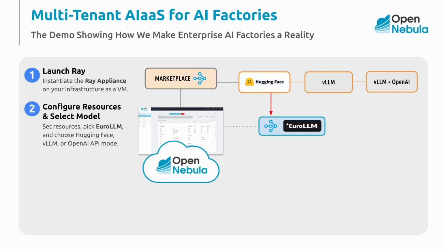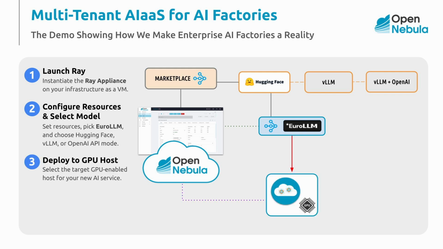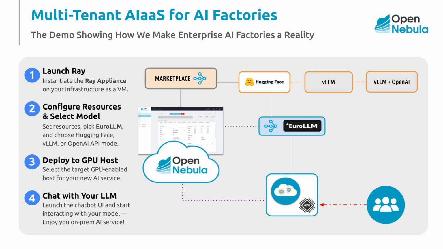Next, we'll configure the service, selecting the EuroLLM model from our menu and choosing the deployment mode. In this case, we'll use our native integration with Hugging Face. Then we'll deploy the service to a GPU-enabled host where the Ray Appliance will be instantiated as a virtual machine. Finally, we will connect to the VM and launch the chat interface to start interacting with the model fully locally, without relying on any external APIs.